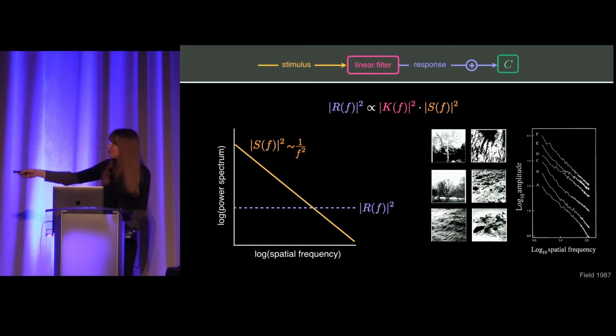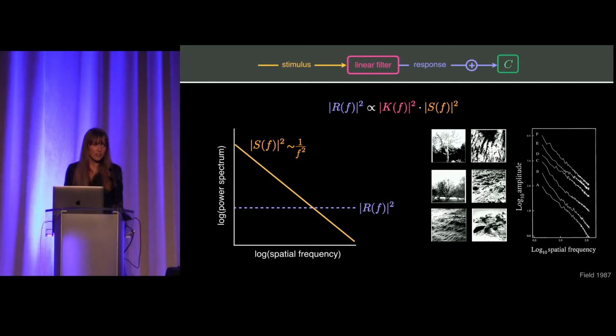Okay, so now we know that we have this 1/f² power spectrum at the input. We want to get this flattened spectrum at the output, and so we can ask what should be the power spectrum of our filter that guarantees this. So can you guys give me some indication? Yes?